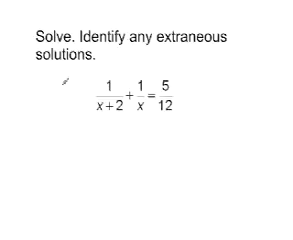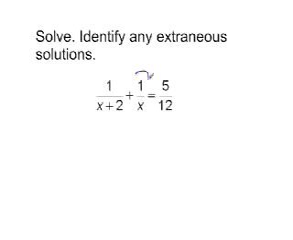Solve. Identify any extraneous solutions. We have the equation 1 over x plus 2 plus 1 over x equals 5/12. And we have a rational equation here, so we want to multiply both sides of the equation by a common denominator. And our lowest common denominator will be 12x times x plus 2.